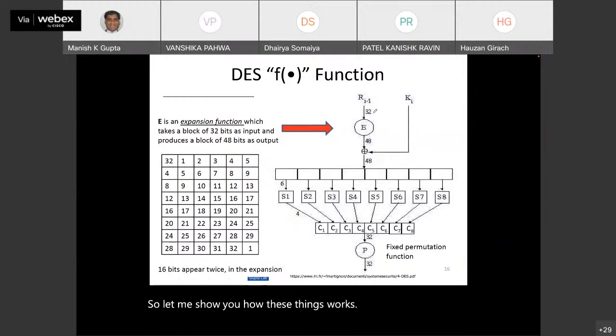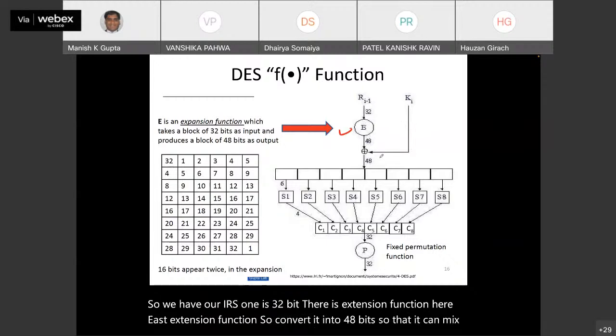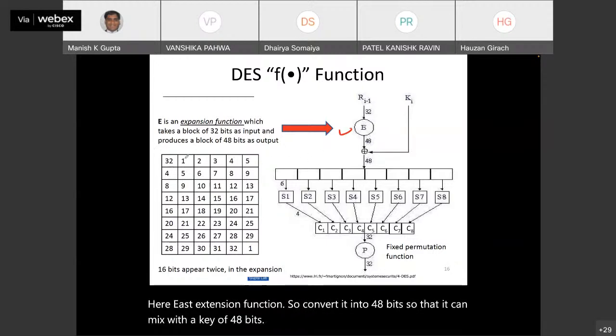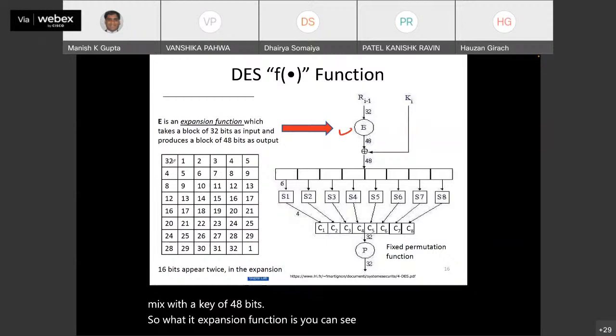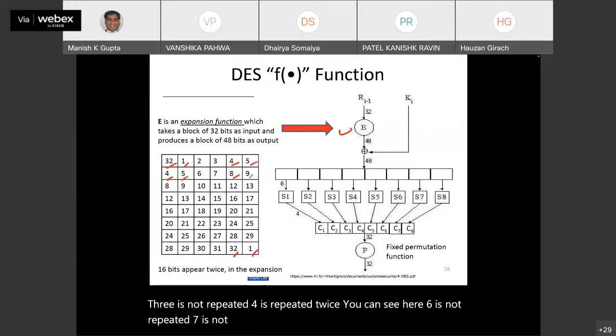So we have Ri minus 1, which is 32 bits. There is an expansion function here, E expansion function. So convert it into 48 bits so that it can mix with a key of 48 bits. What the expansion function is, you can see here, 32 is repeated twice, 32 here, 32 here. 1 is repeated twice here, here. 2 is not repeated. 3 is not repeated. 4 is repeated twice. You can see here, here. 6 is not repeated. 7 is not repeated. 8 and 9 are repeated twice. Okay. Then 10, 11, nothing.